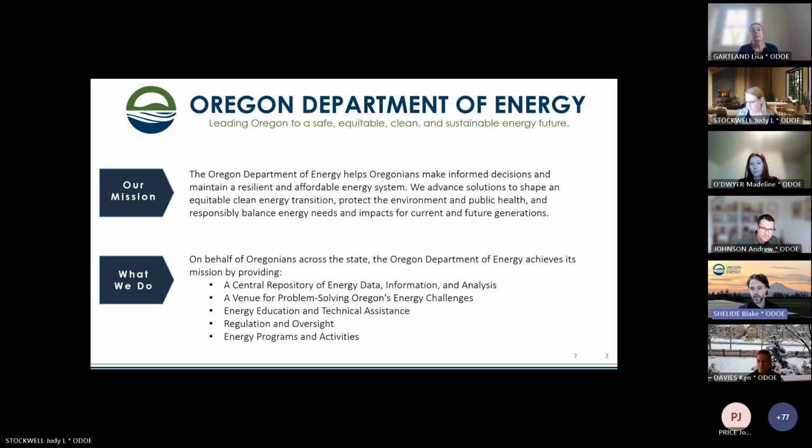It's a venue for problem solving. Commercial buildings use a lot of energy in Oregon, and there are opportunities for cost-effective energy efficiency, and the BPS will help drive those and help realize those. Energy education, helping building owners and industry to make buildings more efficient. There's the regulatory aspect, and then energy programs and activities like incentives for early and voluntary compliance. So really weaved within all of what we do is our building performance standard. Next slide.